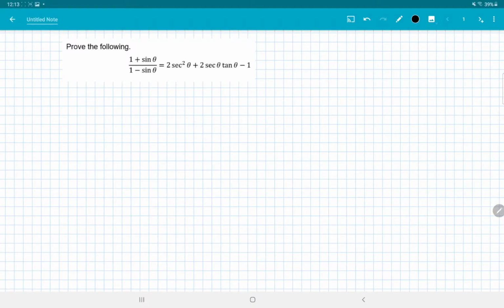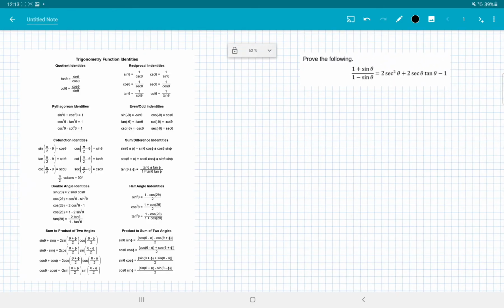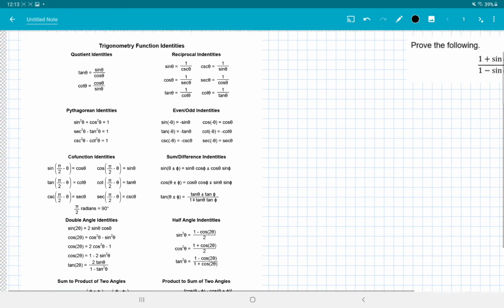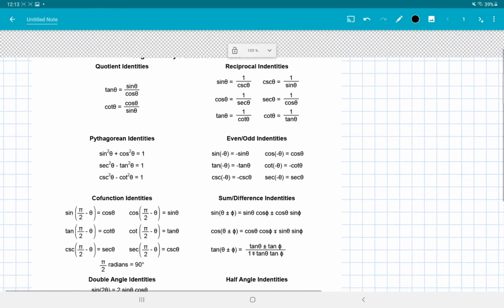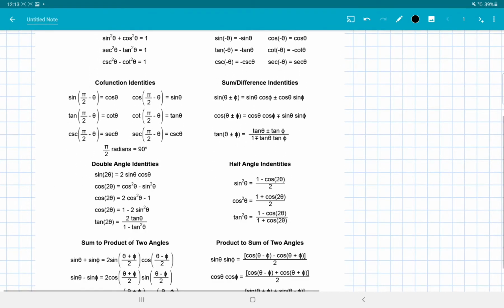Let's talk about trig proofs, okay? These can look very overwhelming, but they're not that bad if you learn the identities and you learn the methodologies. Before we get started, I want to make it clear that I am making the assumption that all of the people watching this video, their teachers have provided them something that looks like this, a trig function identity sheet. Okay, 99% of the students I've come across, their teachers have provided them something that looks like this.